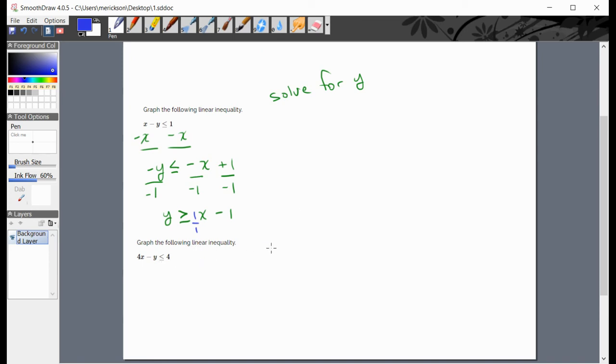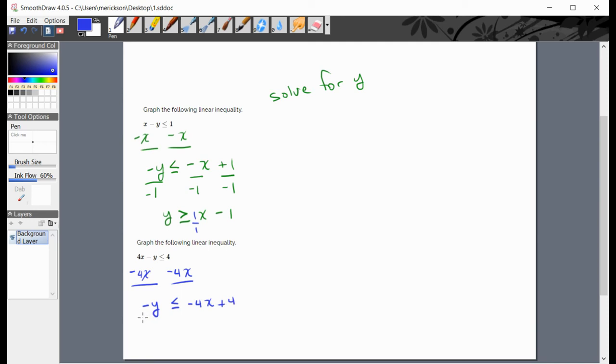And then let's take a look at this second problem here. 4x minus y less than or equal to 4. Well, we got to get rid of the 4x first, so let's take that away. And we're trying to get y by itself. Again, we got a negative y. That's not helpful. Less than or equal to a negative 4x plus 4.